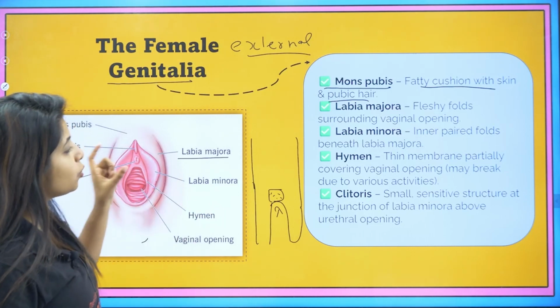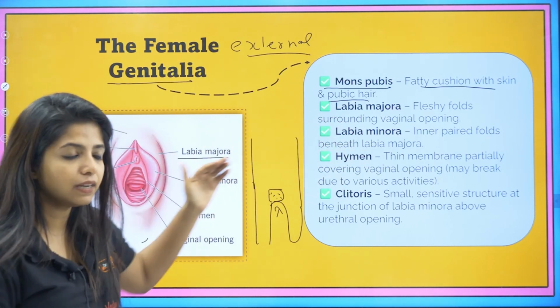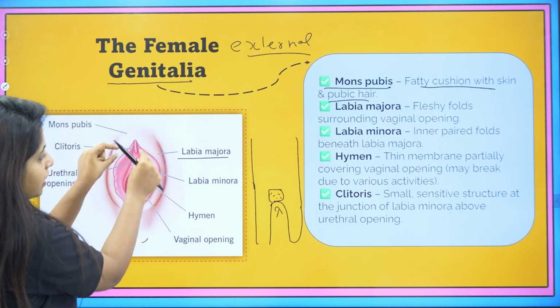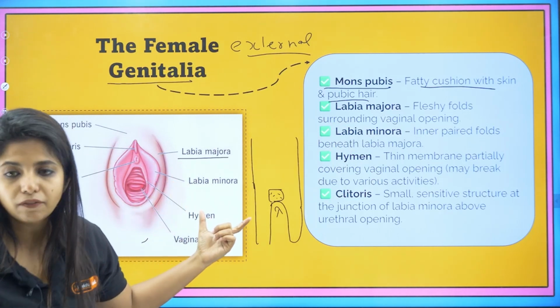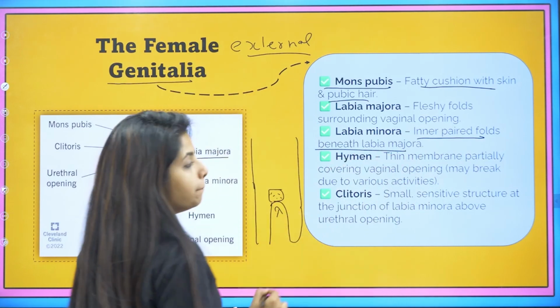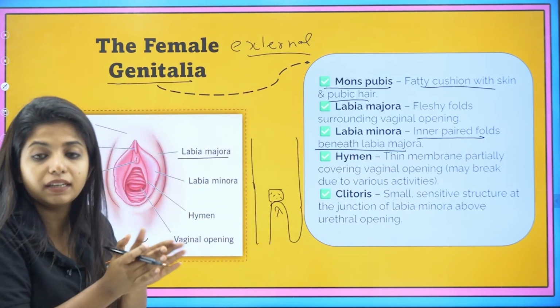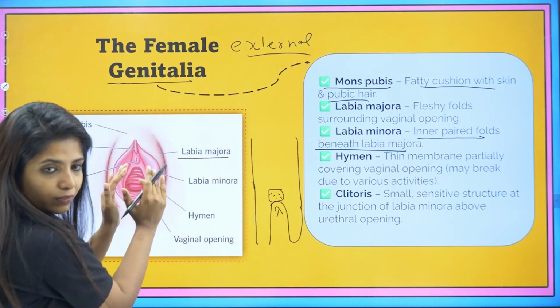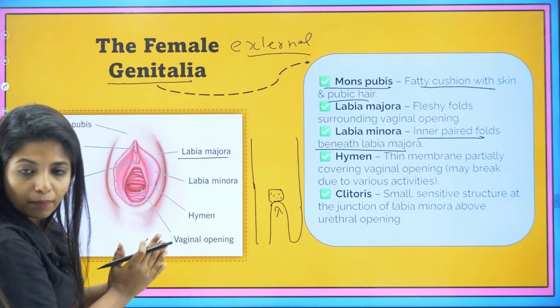Now going ahead, you have labia minora. What does that mean? Again there will be a flap over here, and that will be known as labia minora. So it is the inner paired folds beneath the labia majora. So within it you have the labia minora, my dear children.